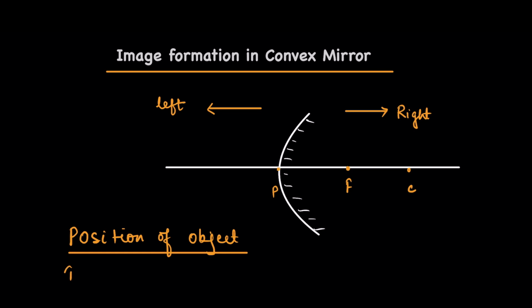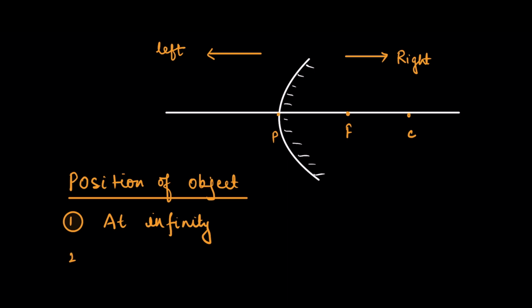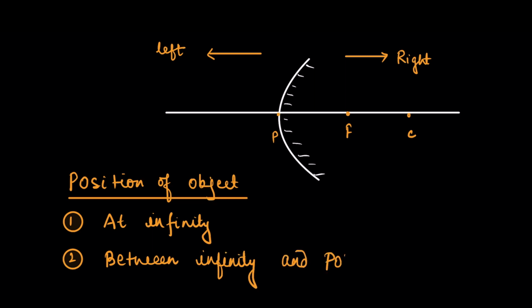First position is at infinity. And the second position is between infinity and pole. So we can start the image formation when the object is at infinity.